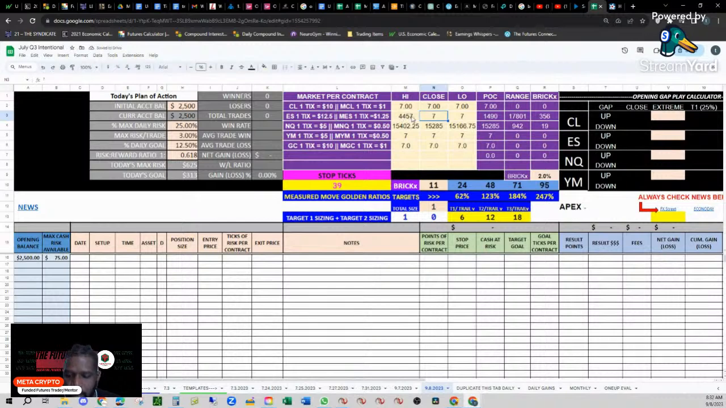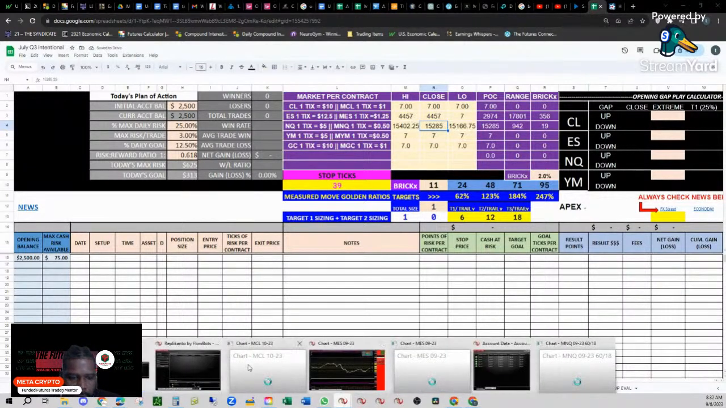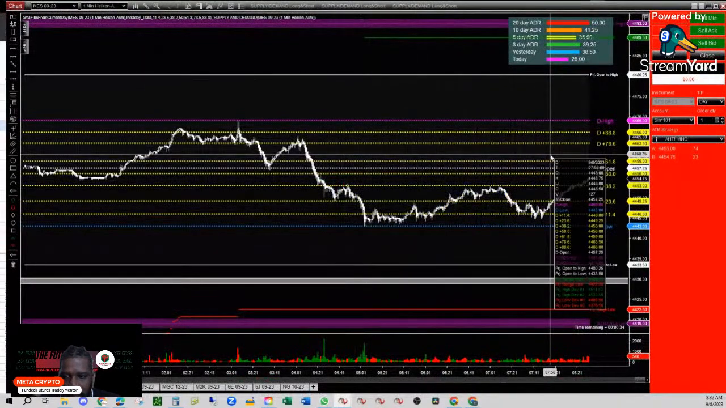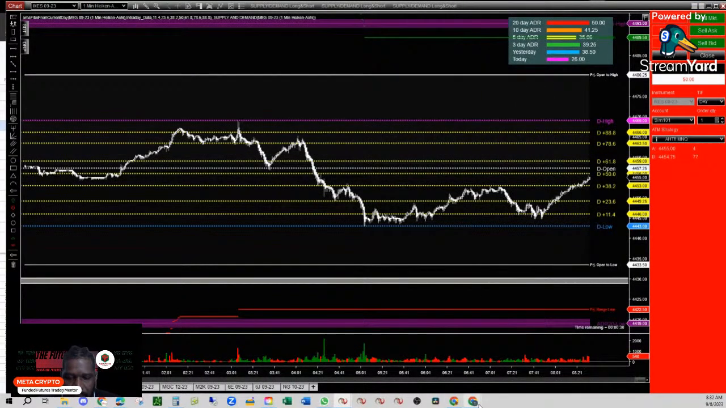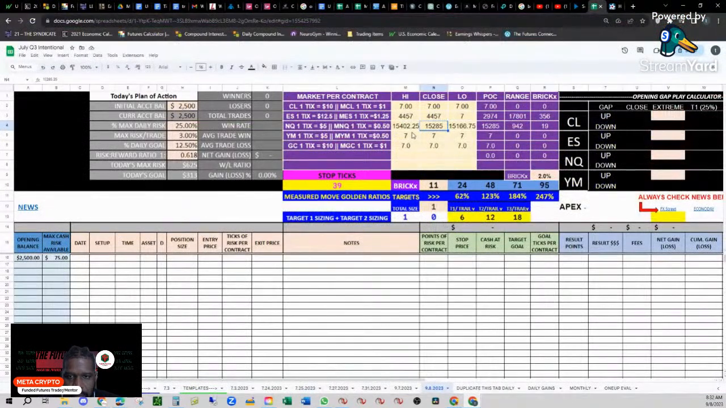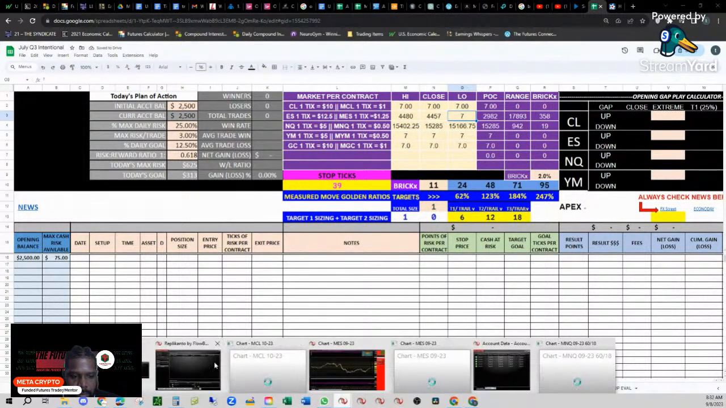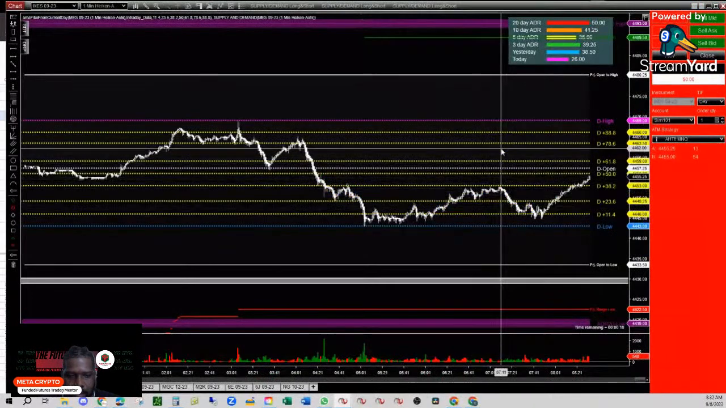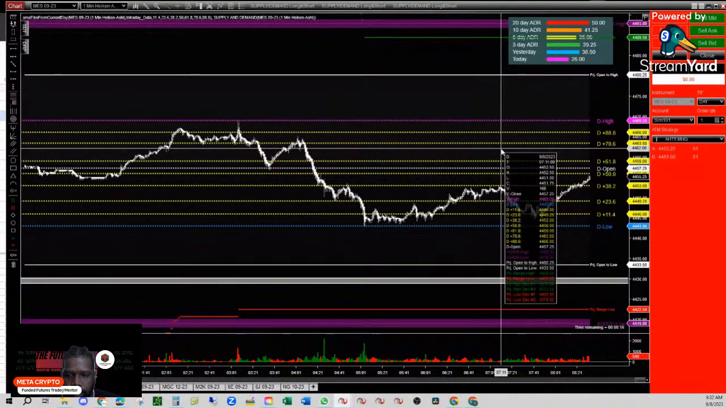Oh, sorry, wrong spot. To chart. Projection open to high 4480.25. And then we need the projection open to low. 4433.50.